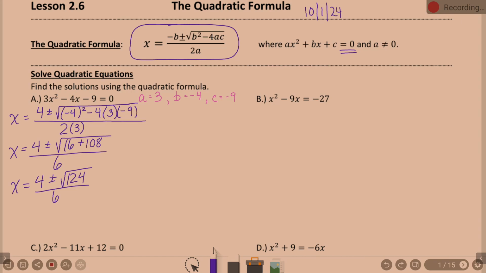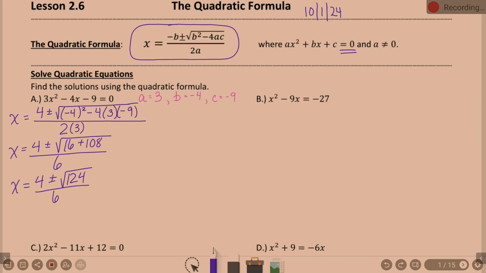Now, what I am going to tell you to watch out for, square roots. First of all, is 124 a perfect square? No. If you punch 124 into your calculator, you get a lovely little decimal. However, you need to be checking, are there any perfect squares in 124? I think we talked about this a little bit in the first half of the chapter. 124, any perfect squares in 124?